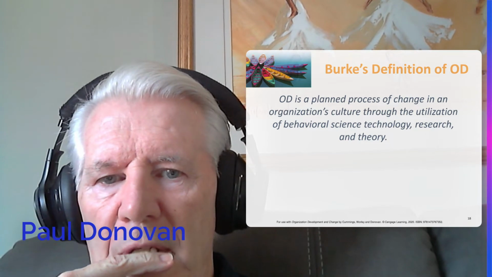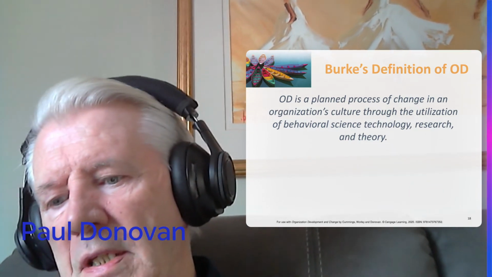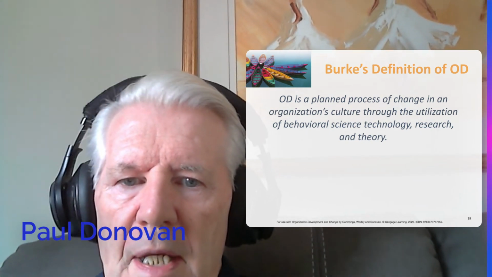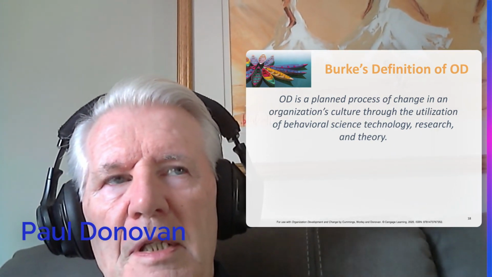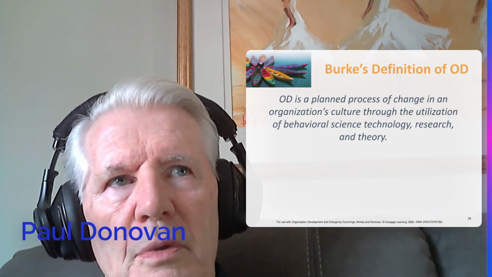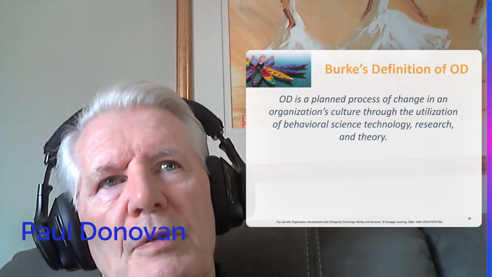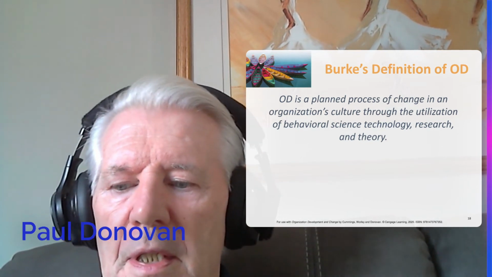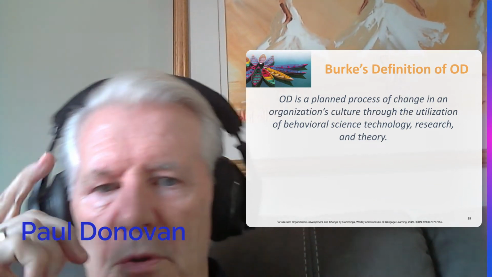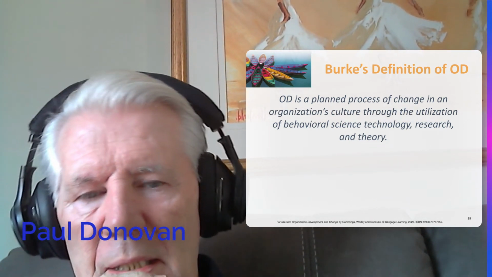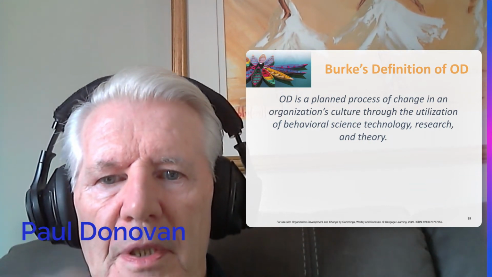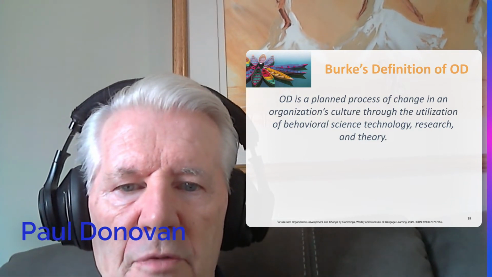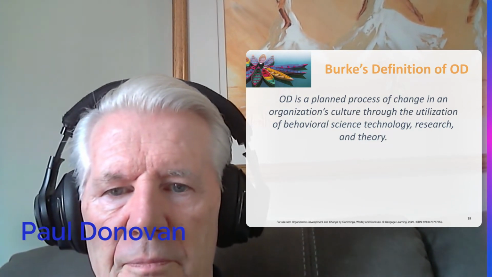Various definitions of OD, probably the best way to leave these is we go through one of them and just leave the rest of them on the slides, and you can stop and look at them as you wish. But the definitions of OD are quite similar. You'll see all these definitions in the first chapter of the text. Basically, it's a process of planned change, a change through the organization's culture using behavioral science, technology, research, and theory.